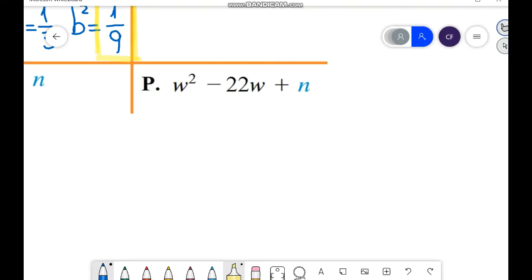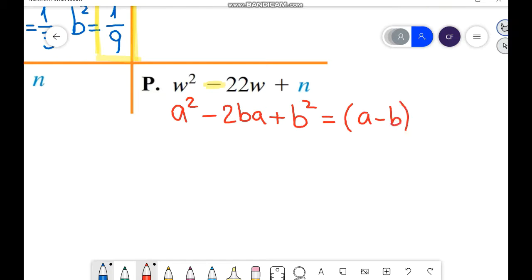For letter P, there's something slightly different here because we have the negative sign. But we have another formula, which is also a perfect square trinomial: a squared minus 2ba plus b squared equals a minus b, squared. But we don't need this right now.